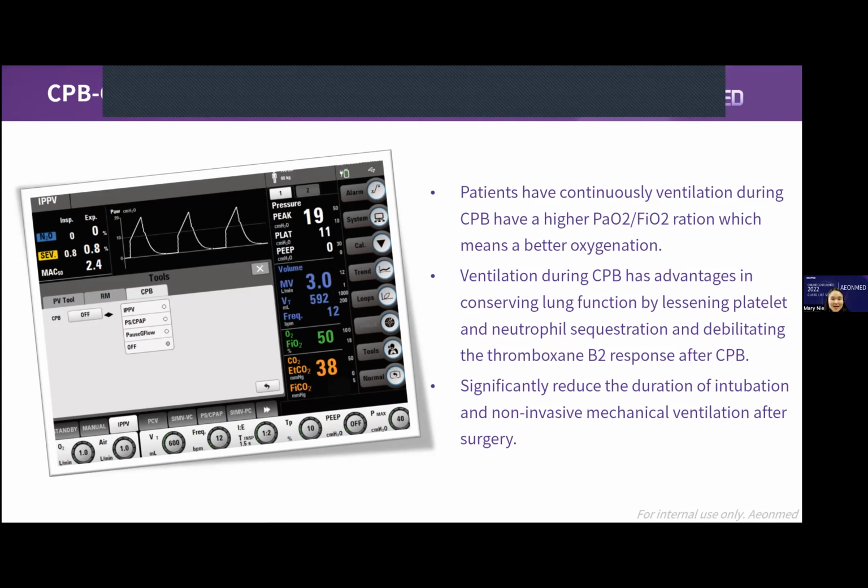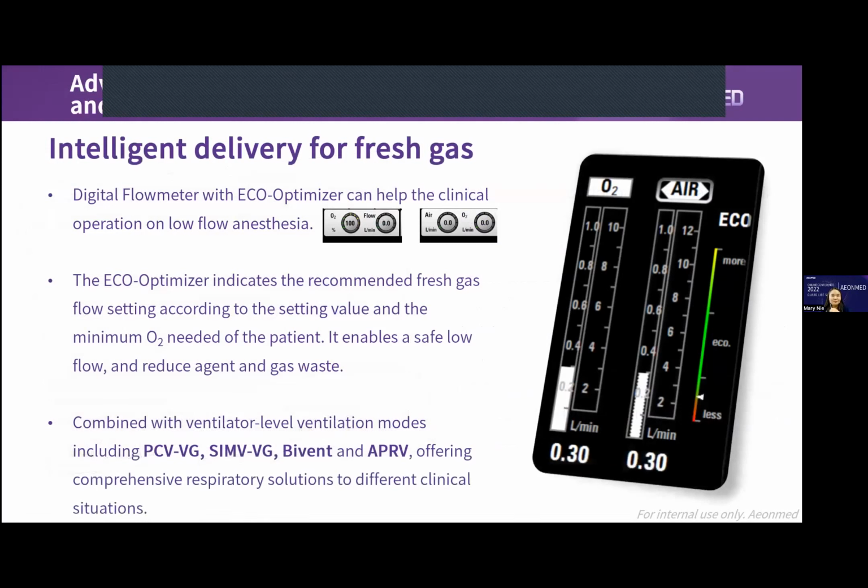And the last one for the software is the intelligent delivery for fresh gas. It's pretty easy for us to change the flow, and there are two ways here. The first one is we change the oxygen concentration here, and then we set how much flow I need, and we're done. We don't have to calculate how much nitric oxide combines with how much oxygen. We just change the oxygen concentration here and set how much flow I need here, and we're done.